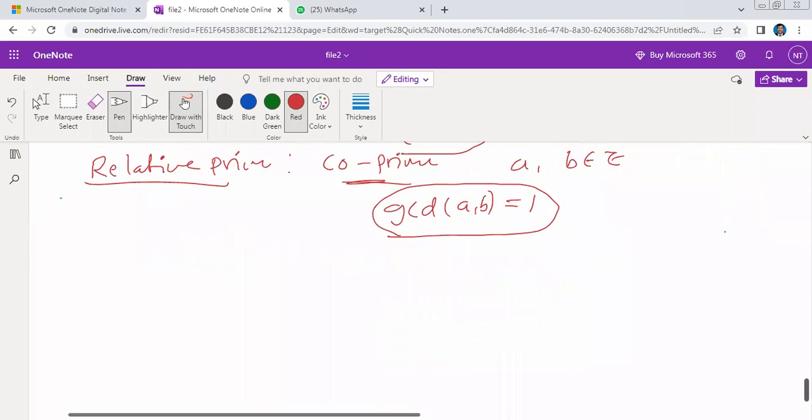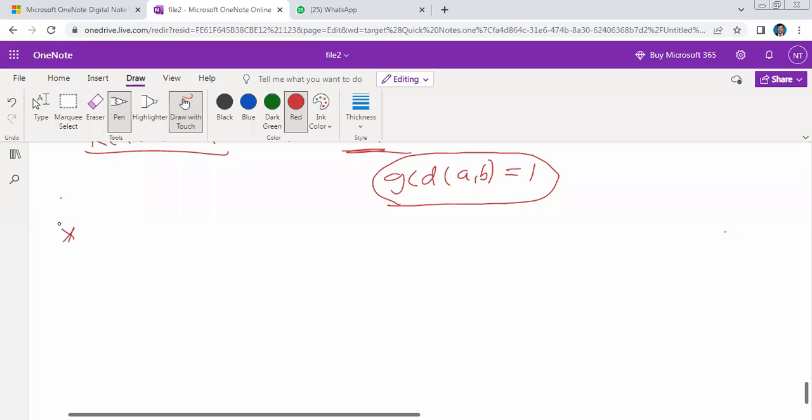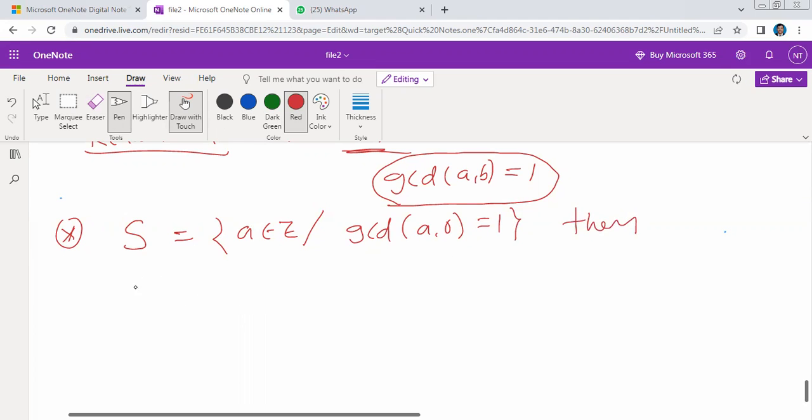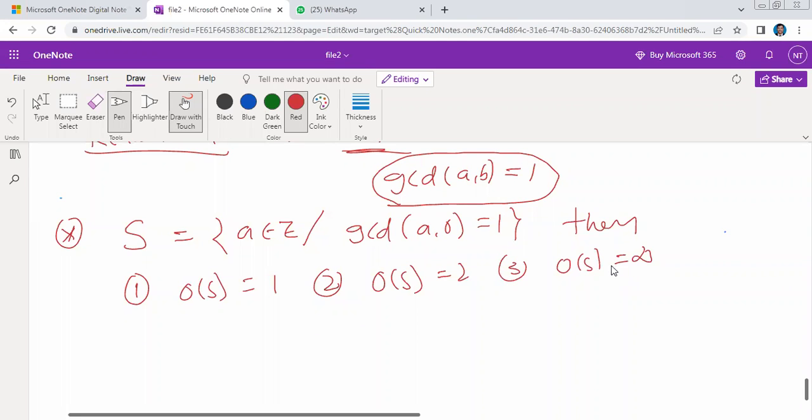Now I will give you a small question, do it carefully. I am giving a set; tell its order. S is equal to the set of a, where a is an integer such that GCD of a comma 0 is equal to 1. Then the cardinality of S: option 1, order of S is 1; option 2, order of S is 2; option 3, order of S is infinity; option 4, order of S is 0.